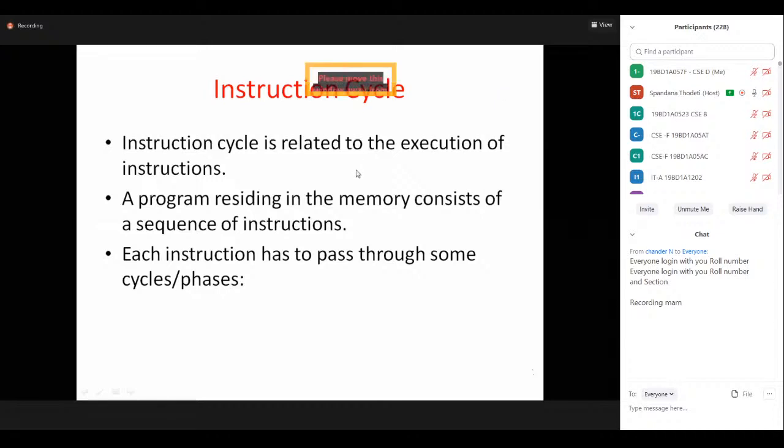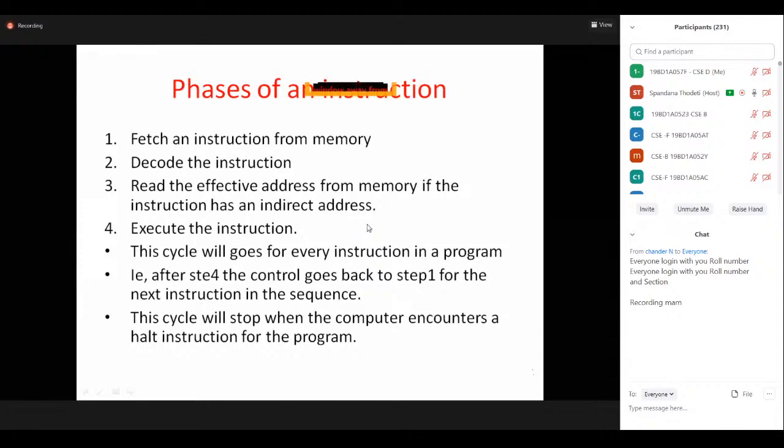Okay. So every instruction, when you are executing, it has to pass through some phases, or some stages. Let us see what are the phases of an instruction cycle. Mainly, there are 4 stages. Every instruction has to pass through all these 4 stages. First stage is, first you need to fetch the instruction. What is the instruction you are executing? And that instruction you have to fetch from the main memory. That is the first step.